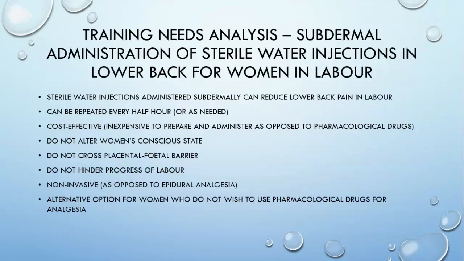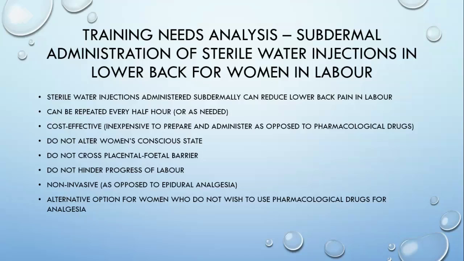Therefore, we have identified the training need of administering subdermal sterile water injections in the lower back for women in labour. So there's enough current evidence to show that sterile water injections administered subdermally can reduce lower back pain in labour. It can be repeated every half an hour or as needed, which highlights the safe nature of it. It's extremely cost effective because the equipment used and the sterile water injection vial itself is inexpensive, as opposed to using pharmacological drugs in labour.